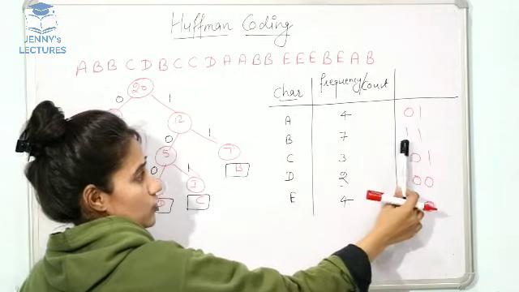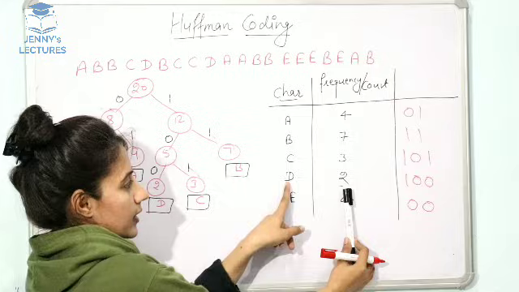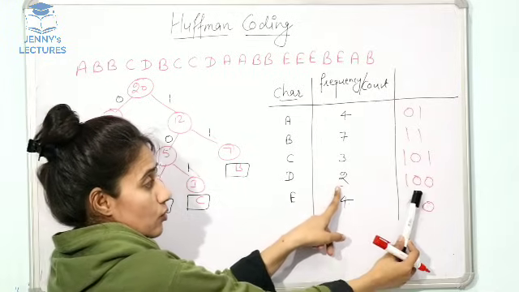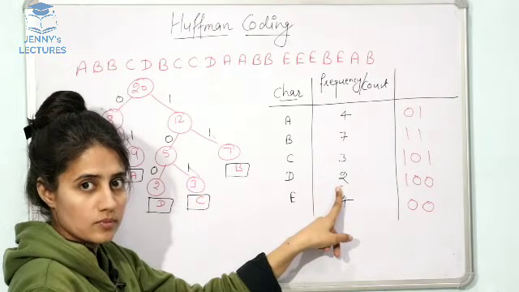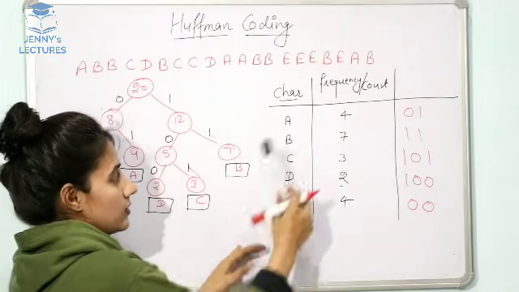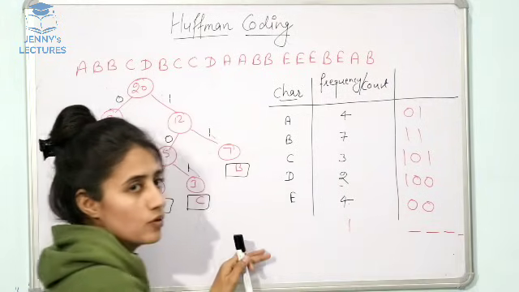Huffman code of this B is what? Having 2 bits. And see, D is occurring 2 times and Huffman code for this is what? Having 3 bits. Maybe some character is there which is occurring 1 time and the Huffman code of that character would be of 4 bits.